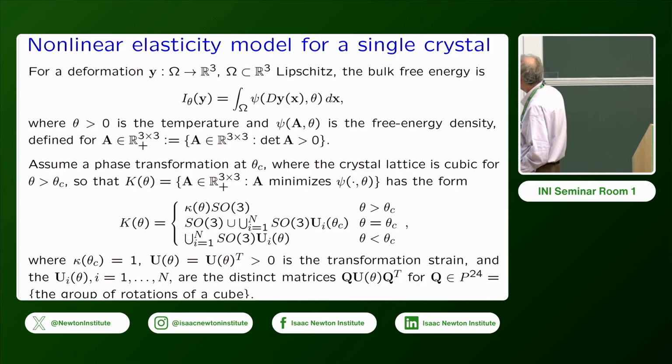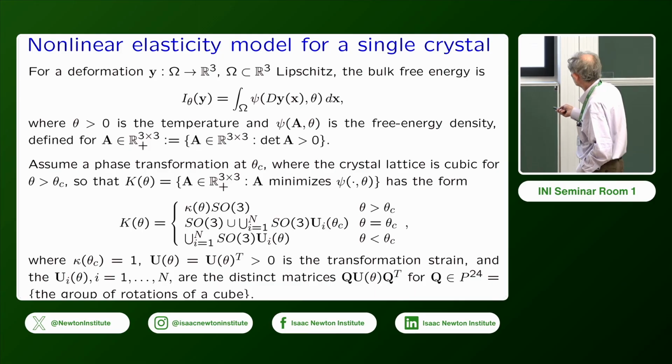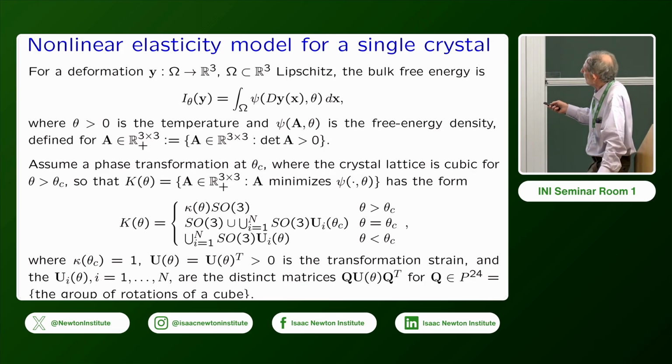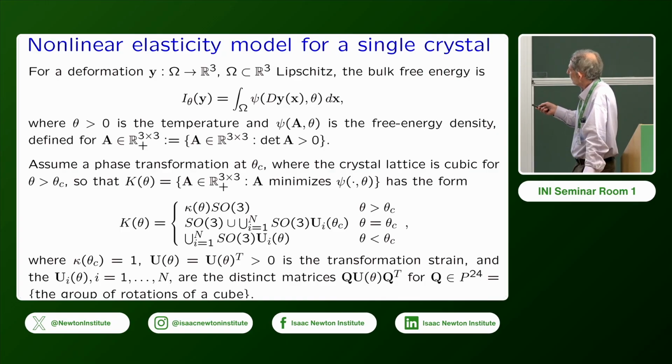Now, as Q runs through P24, you might think you get 24 matrices. Well, you do get 24 matrices, but some of them can be the same. And so this number n here, by a bit of group theory, has to divide 24.